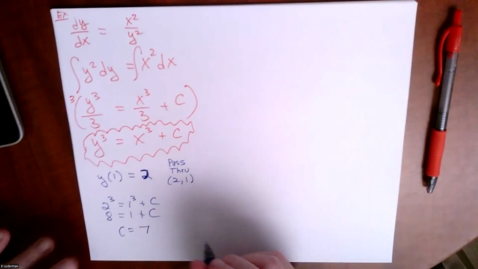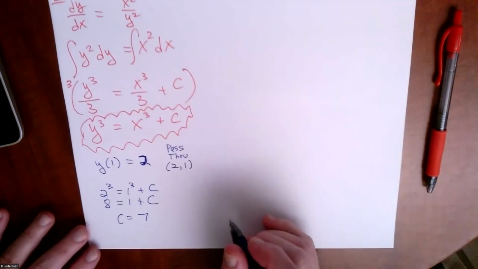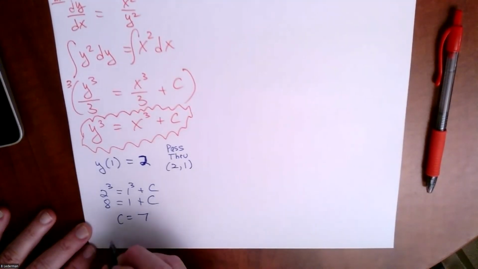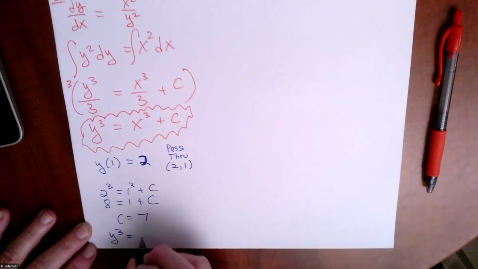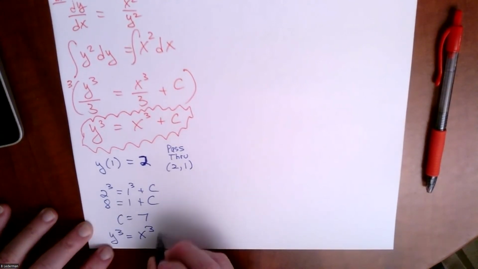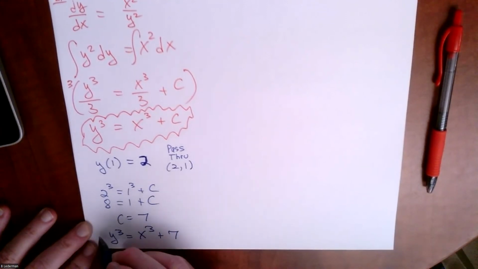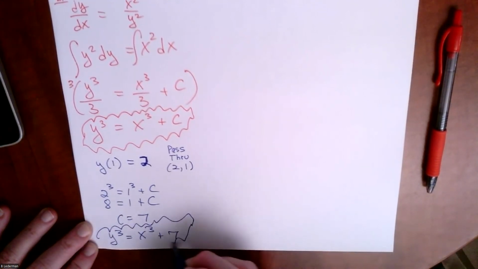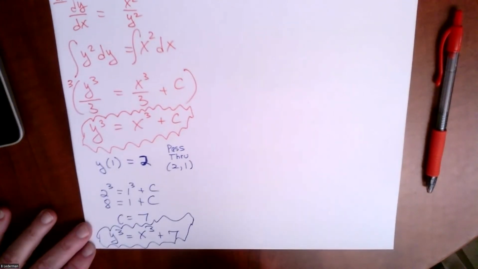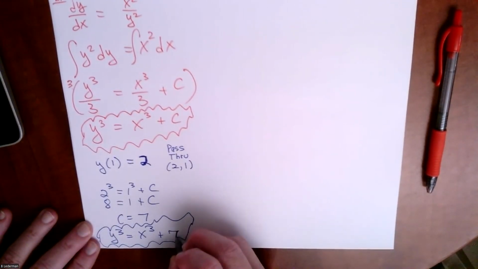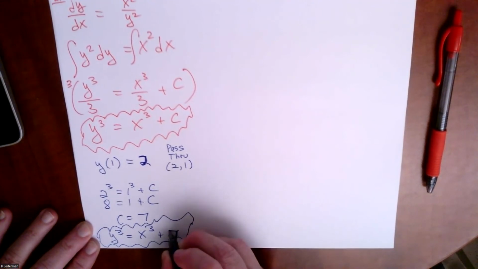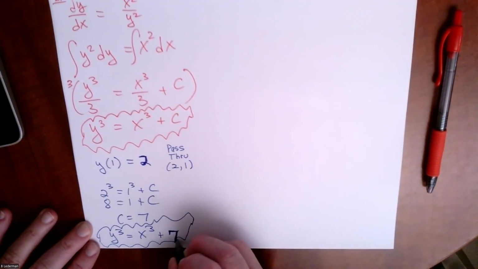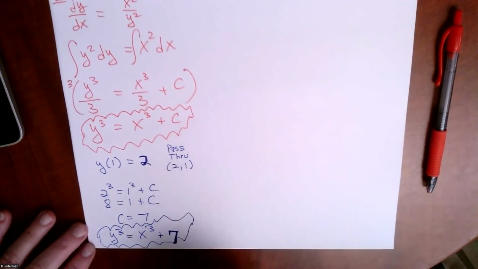Anyway, the answer now to the IVP is y cubed equals x cubed plus 7. And there you go. Let me make that 7 a little more clear. Sometimes I notice that when I try to make something better, it makes it worse. That's a big giant 7. Now it looks like some ugly creature, but it's y cubed equals x cubed plus 7.